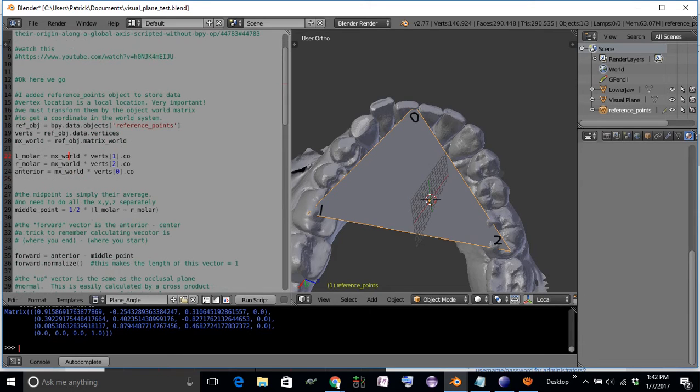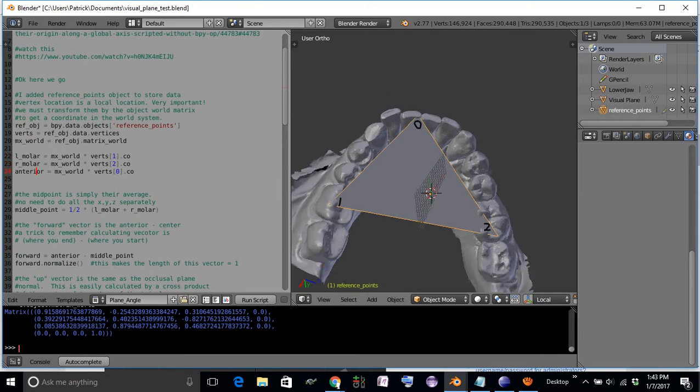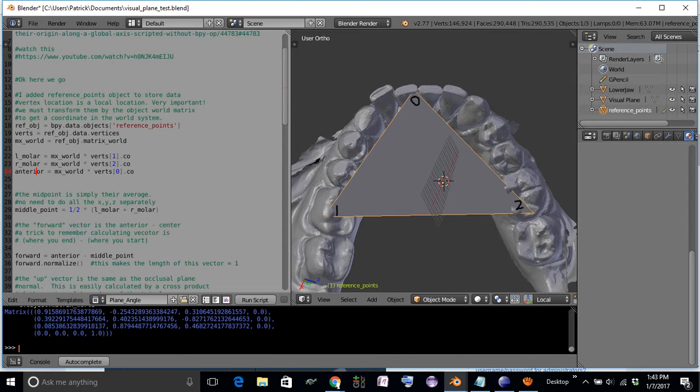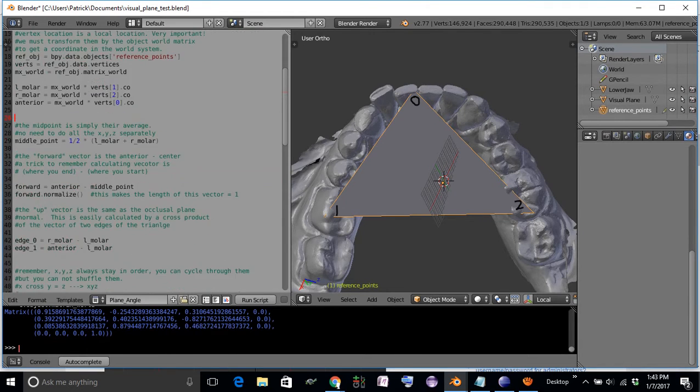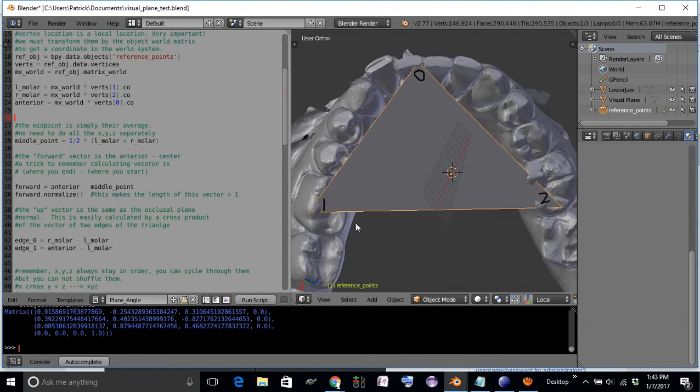Okay, so left molar, right molar, and anterior are the 3 points, and I'll leave it up to you to insert your data here. Because after this line in the code, you should be able to adapt the input to get the result that you want. So we're going to take the midpoint as the midpoint between the 2 molars. We could also instead take it as the midpoint of all 3 points.